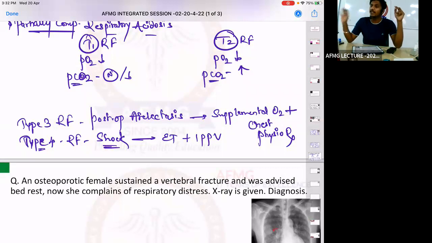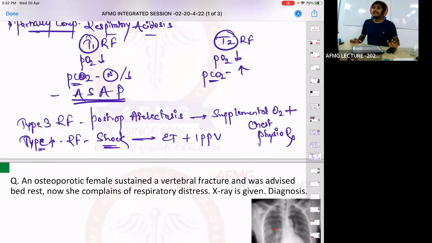In COPD patients, usually we can have type 1 as well as type 2 respiratory failure. How to remember? Please remember, we have the mnemonic ASAP. Okay? Now you write the full form, I don't have space here. So the examples of type 1 respiratory failure are ASAP. A goes for ARDS, acute respiratory distress syndrome.